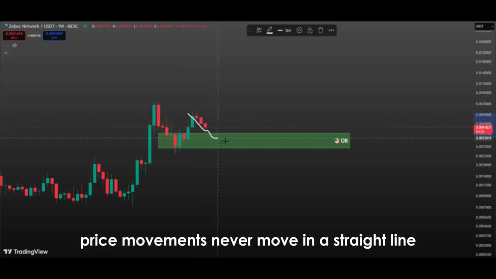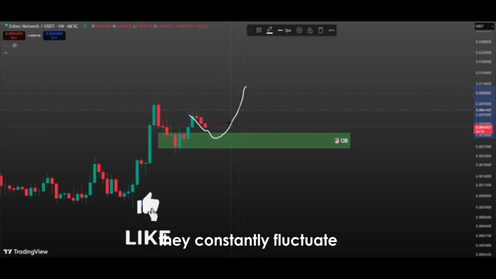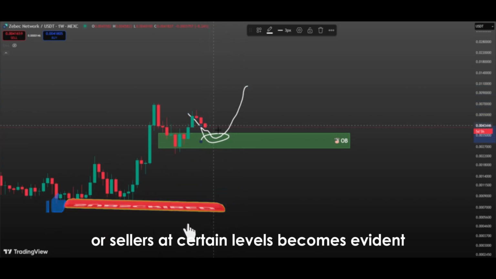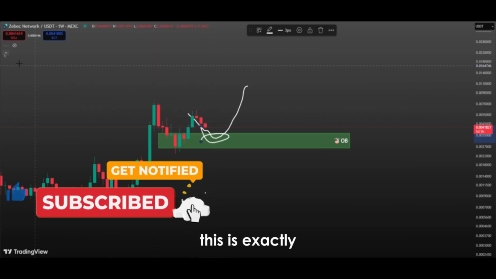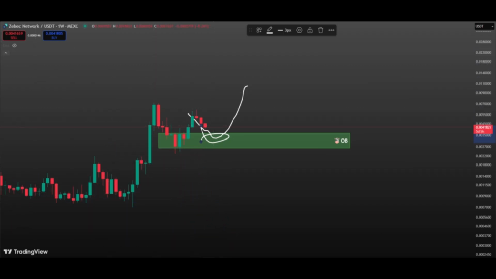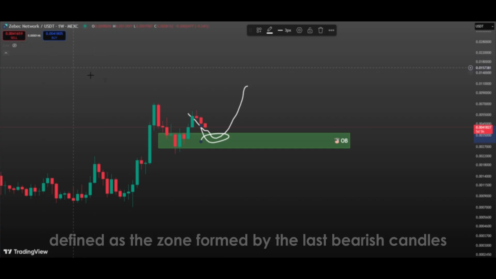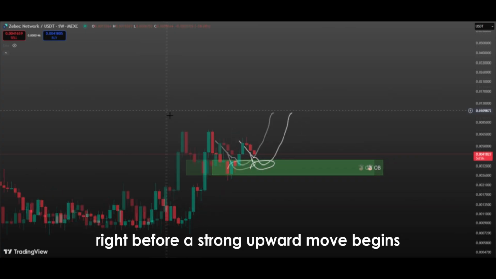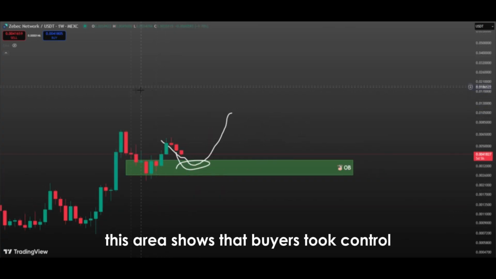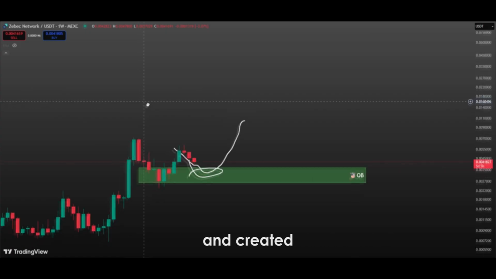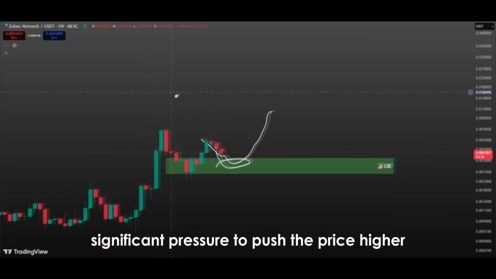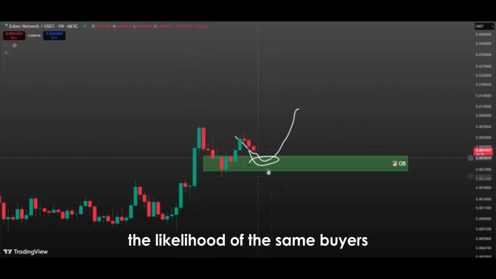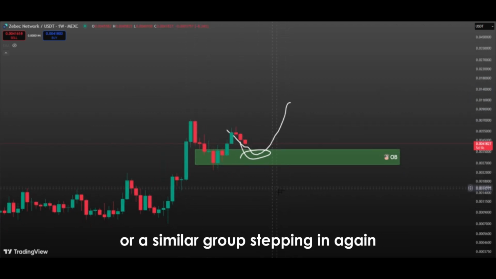Price movements never move in a straight line. They constantly fluctuate, and during these fluctuations, the presence of strong buyers or sellers at certain levels becomes evident. This is exactly where bullish order blocks come into play. A bullish order block is generally defined as the zone formed by the last bearish candles right before a strong upward move begins. This area shows that buyers took control and created significant pressure to push the price higher. Therefore, when the price revisits this area in the future, the likelihood of the same buyers or a similar group stepping in again is high.